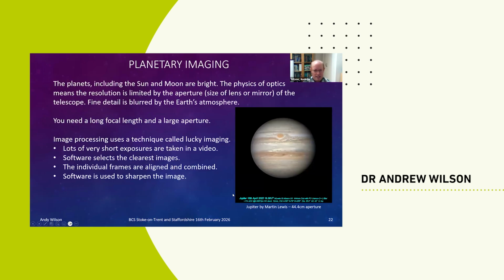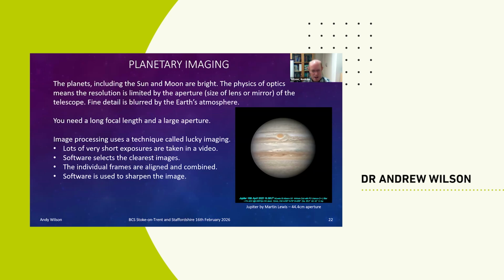The other type of imaging is planetary imaging, which also includes the sun and moon. These objects are bright, so you don't need long exposures, but you do need large telescopes because the physics of optics means that the resolution is limited by the aperture. So the larger the lens or the mirror, the more detail you'll see. However, there's another factor, and that's, as I was mentioning earlier, we're looking through the Earth's atmosphere, so fine detail is blurred out.